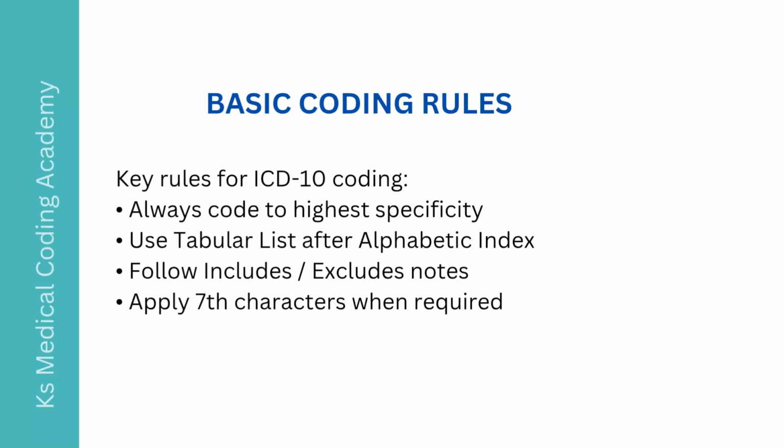Basic coding rules. Several fundamental rules apply to all ICD-10-CM coding. Always code to the highest level of specificity available. The alphabetic index should be used first to locate the code, but the tabular list must always be verified before assigning the final code. Coders must also follow includes notes, excludes notes, and instructional guidelines. Finally, whenever required, the 7th character must be applied correctly.